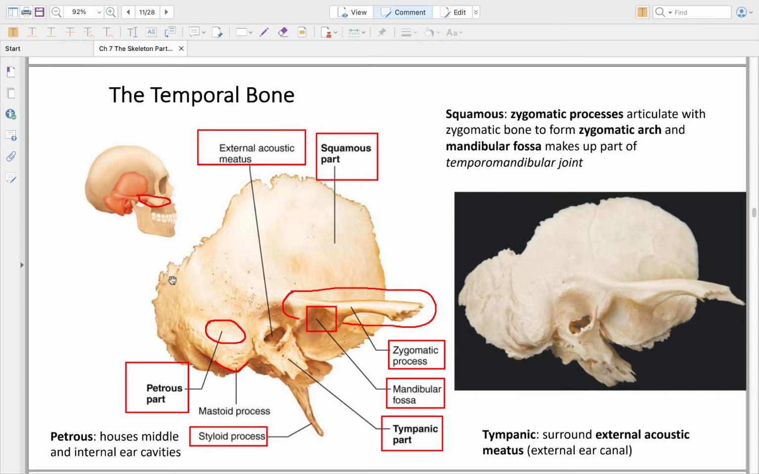So the petrous part actually holds the middle and internal ear, because remember, the external acoustic meatus is going to lead to your eardrum inside of your head. All right, that looks pretty good.